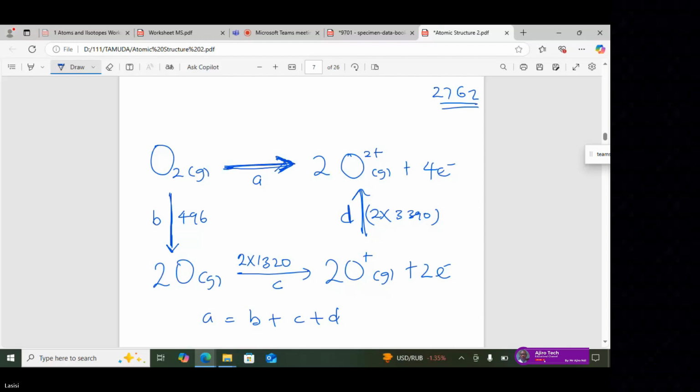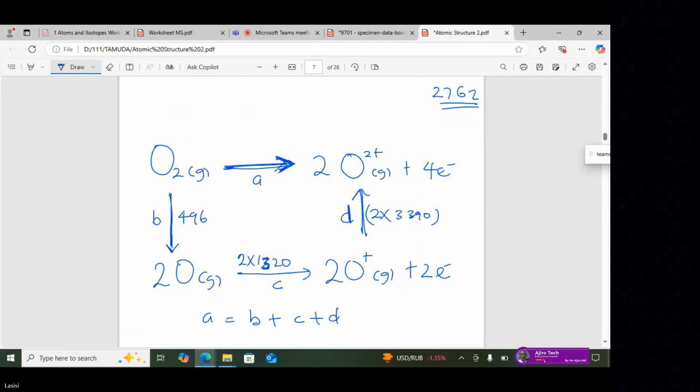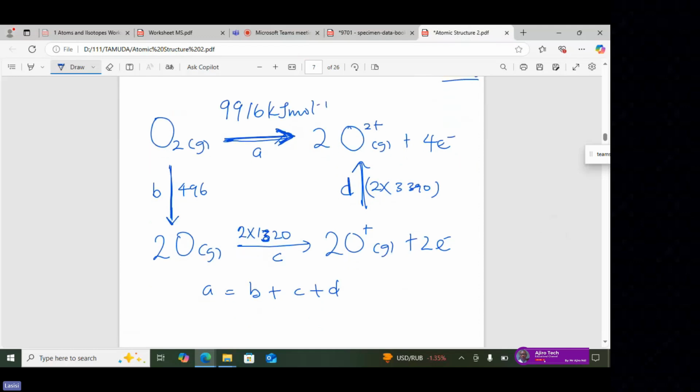So it's 49496 plus 2 times 1320 plus 1320, 2 times 3.90. What is the second ionization energy of oxygen? 3.30, yeah. I'm getting 9916 kilojoule per mole. That's the answer for that reaction, because they consider all of them together.